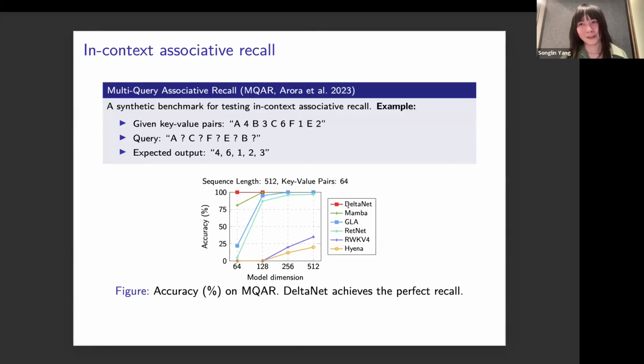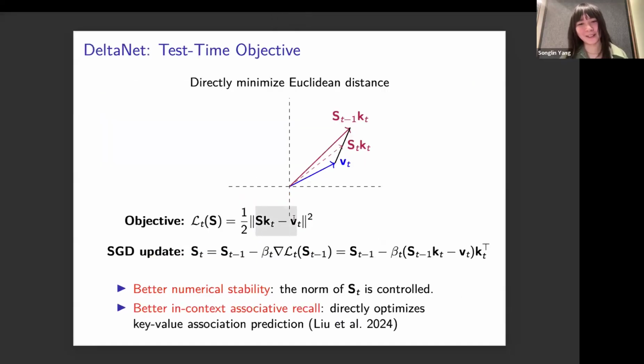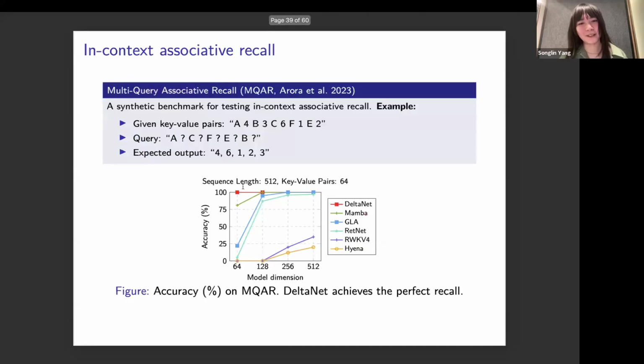And for DeltaNet, because it has a better update mechanism and it directly minimizes the key-value association prediction error, no wonder DeltaNet could have very good performance, even when the model dimension is very small. So to get this right, you almost have to have 64 orthogonal dimensions in your S. You're basically fully using your dimensions in this case. Is that fair? Yeah, kind of.